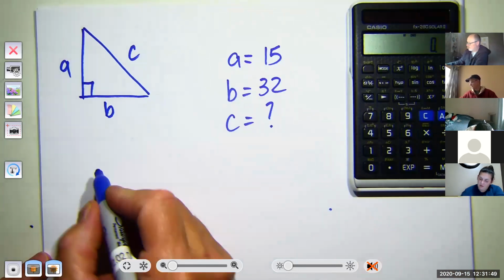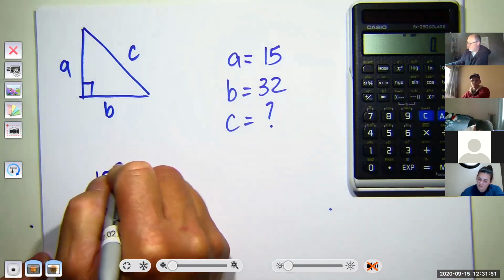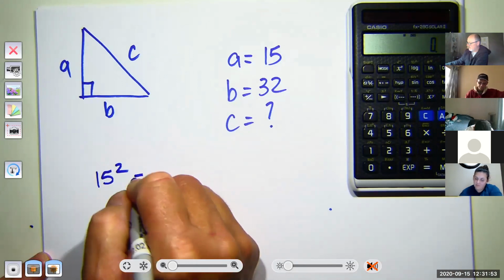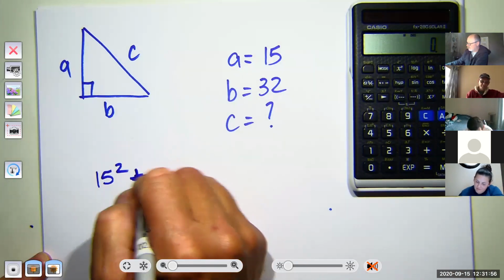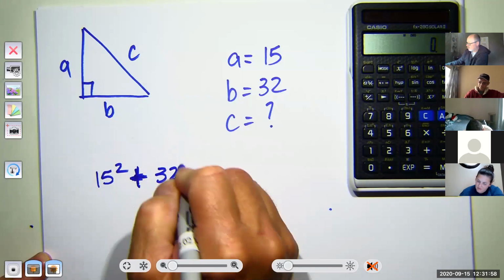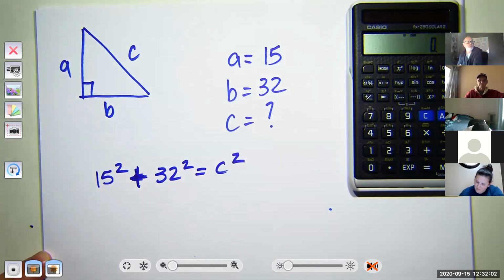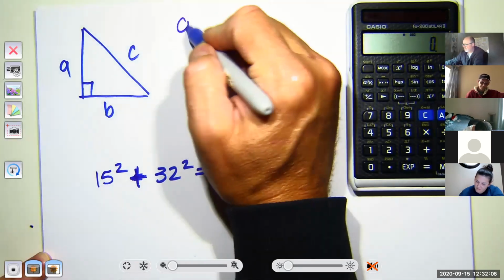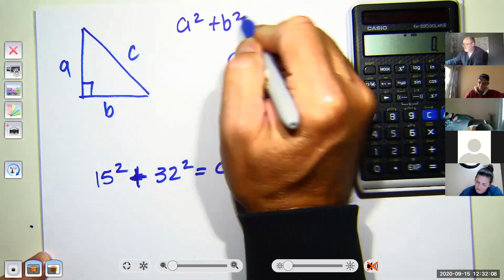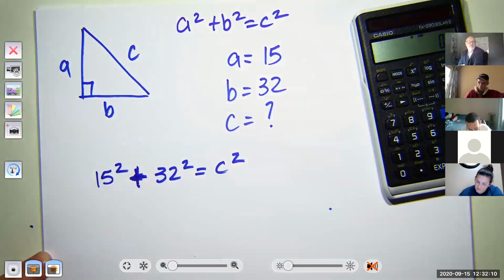So we are going to go 15 squared plus 32 squared is equal to C squared. That's how the formula breaks down for us. The formula, remember, was A squared plus B squared equal to C squared. We're using the Pythagorean theorem right now to try to solve for C.